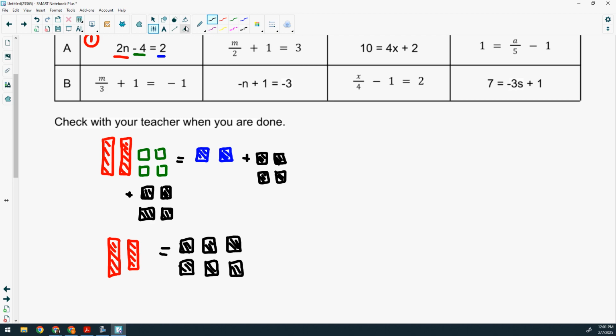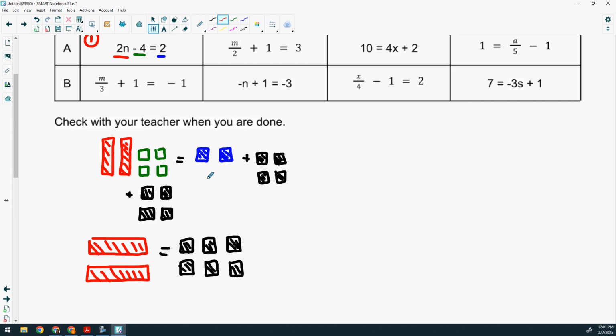Now I'm going to do something to make this a little easier. Instead of my 2n blocks being vertical, I'm going to shift them so that they're horizontal. Okay, shade them in because they're positive. So now what I have here is 2n equals 6.